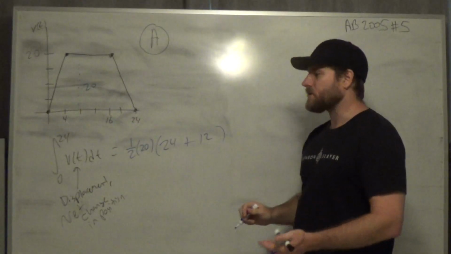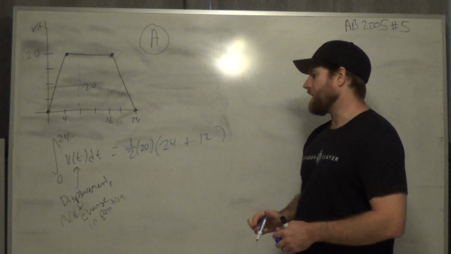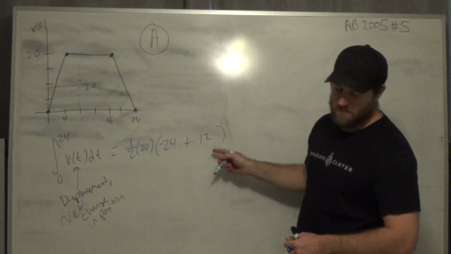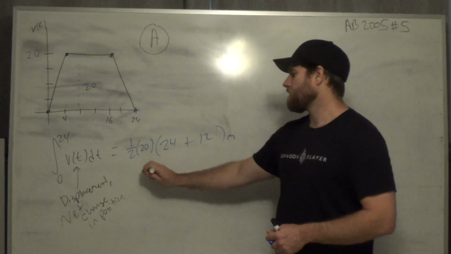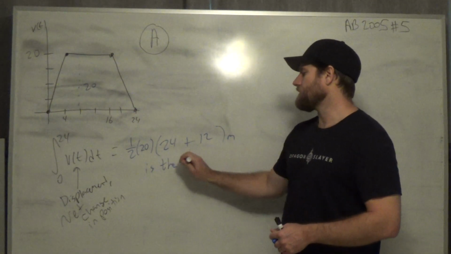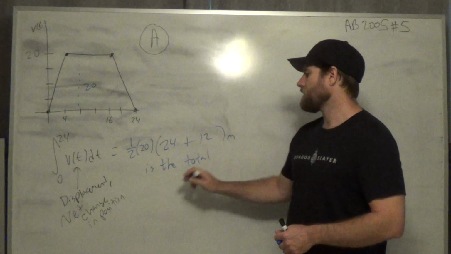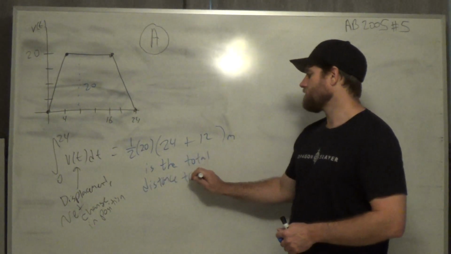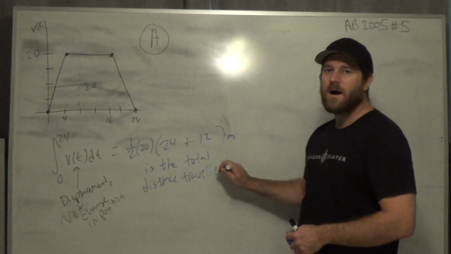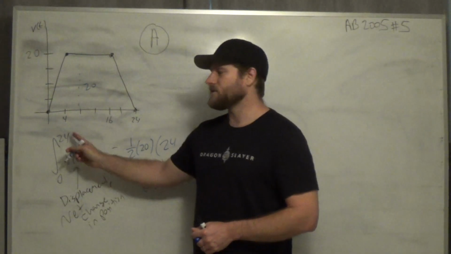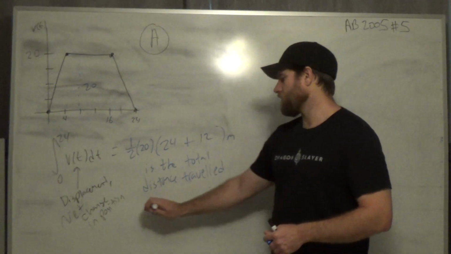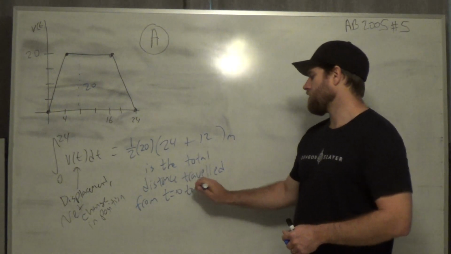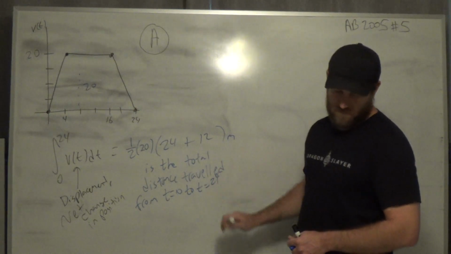And this is an earn it question. You don't have to simplify it. But you would say this many meters is the total distance traveled, and you must talk about time, from time 0 to time 24.